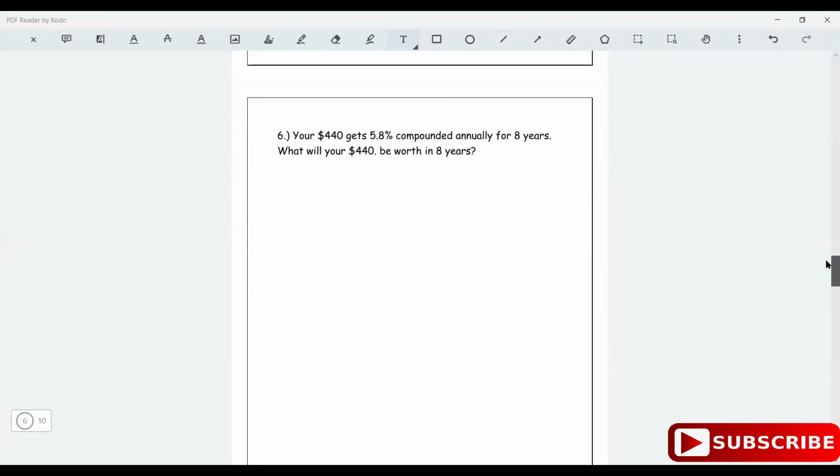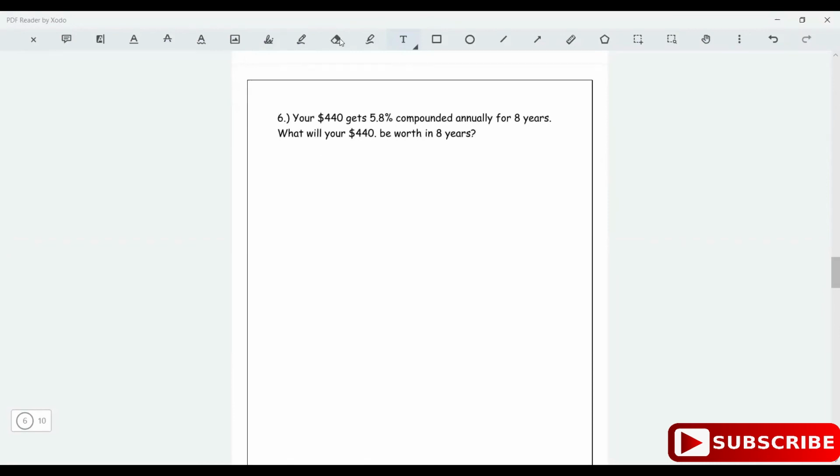All right, this question says your $440 gets 5.8% compounded annually. What will your 440 be worth in 8 years? So the amount is going to be equal to your principal, 440, times 1 plus r, the interest, which is 0.058, divided by n, compounded annually, which is 1, raised to the n times t, n is 1, times t, which is 8.